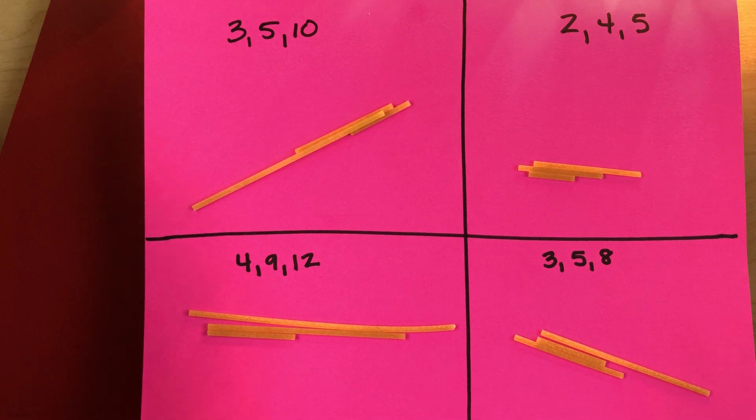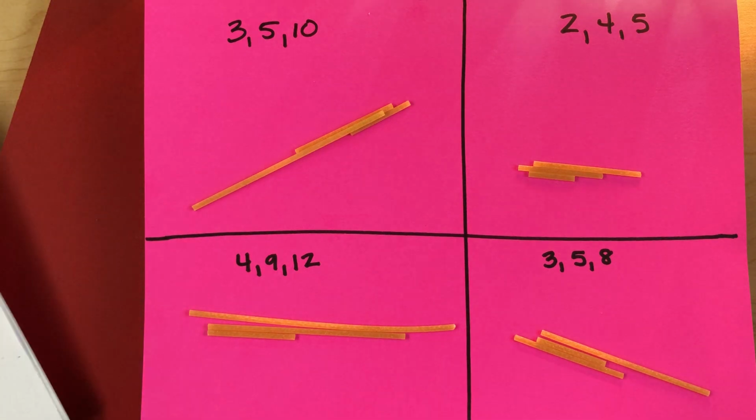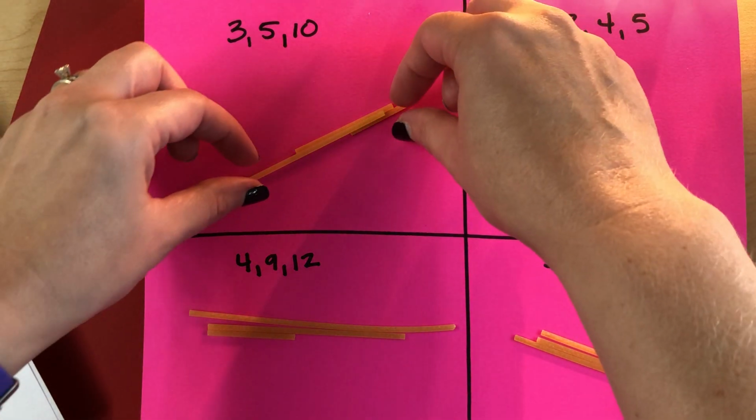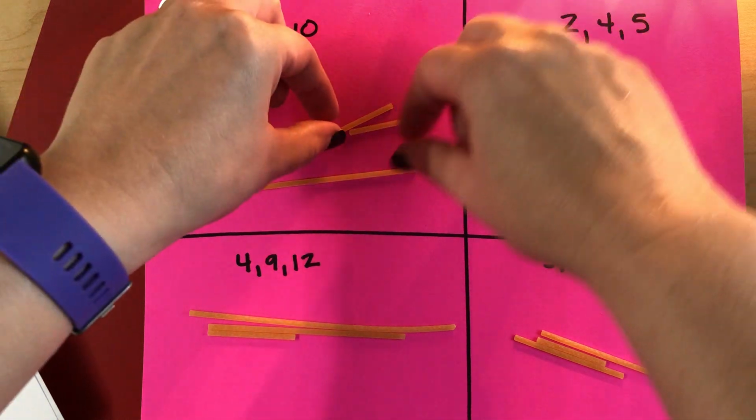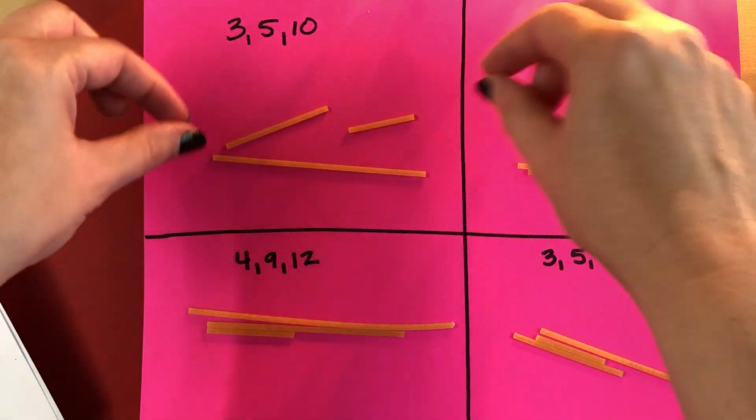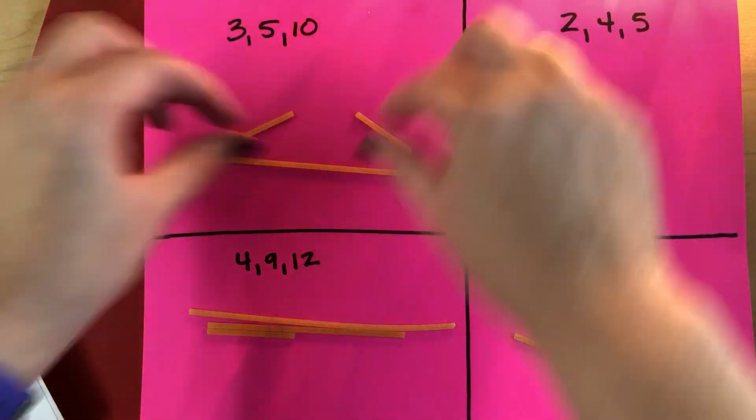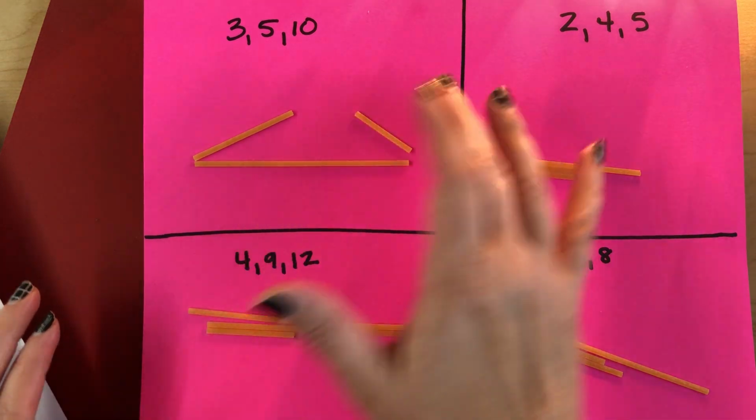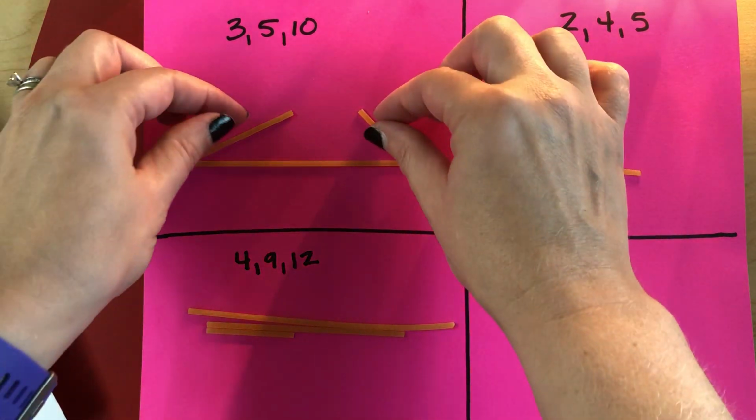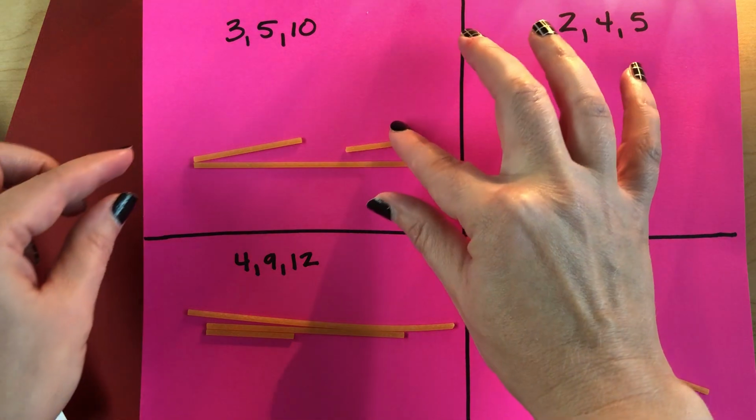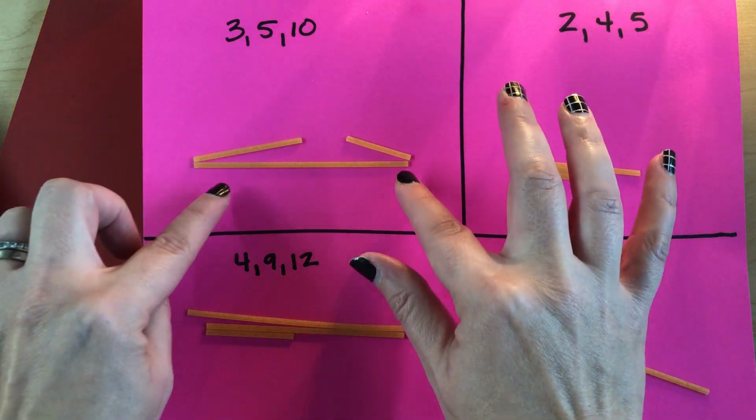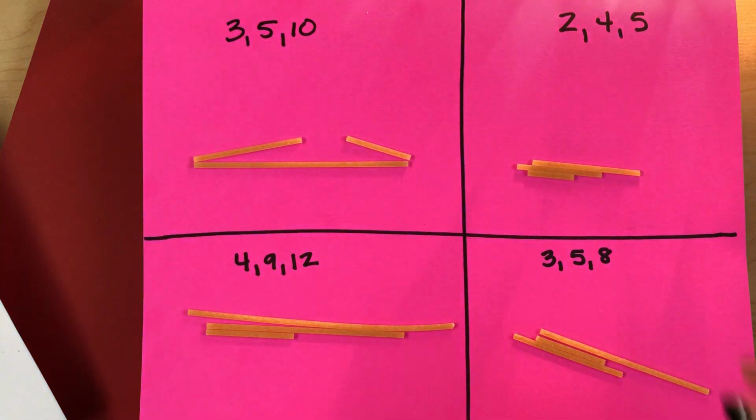So in part A, you had to build 4 different triangles. So I have that laid out here with PASTA. So we have the 3, 5, and 10. And so if we try to arrange that to create a triangle, what you should notice is that the 2 sides will not meet up. The 3 and the 5 are much too short, and we cannot connect them to create a triangle.